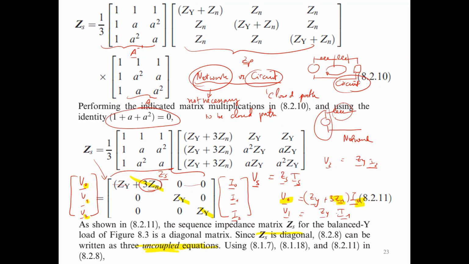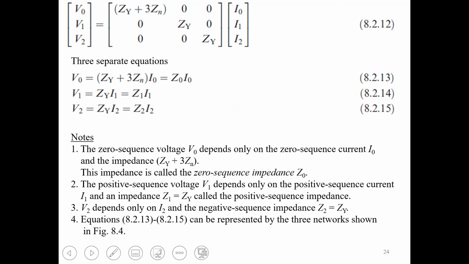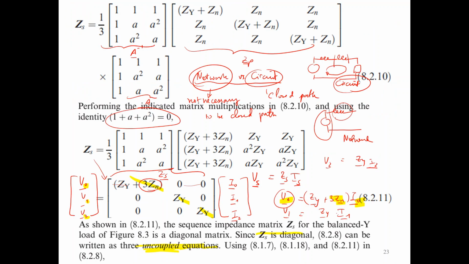That's why, if you talk about the network, you can see that this is the uncoupled network, because V0 can be written in terms of Zy plus 3 times Zn. We will discuss this later. Now you can see the three separate equations can be written, and these are the nodes, right? The zero sequence voltage depends only on the zero sequence current, so V0 is uncoupled from I1 and I2. That's why this is called an uncoupled equation.